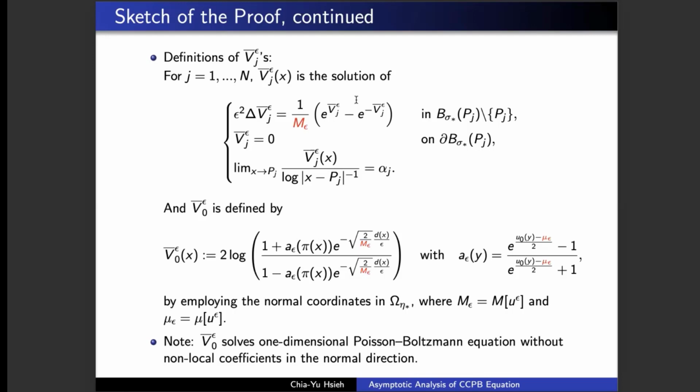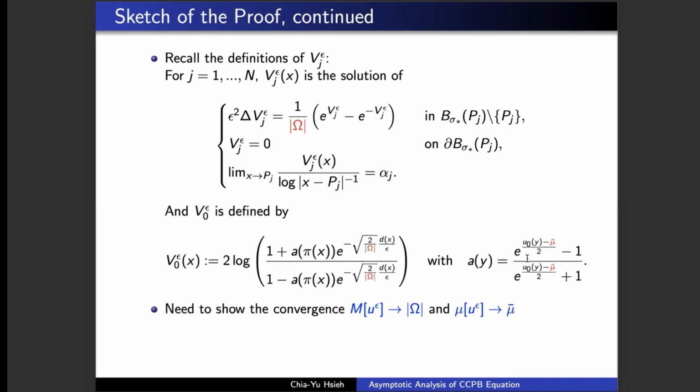So let's see. In the definition of Vj bar and V0 bar, here are m epsilon and mu epsilon. So how can we replace these coefficients by some constant independent of epsilon? So the question we want to ask is, can we find some limits of m and mu as epsilon goes to 0?